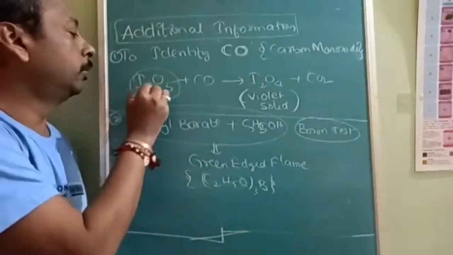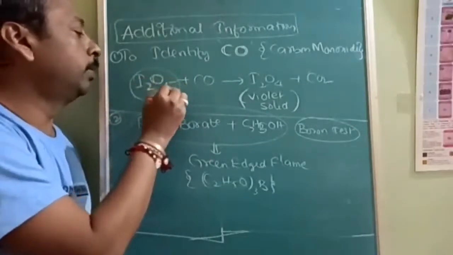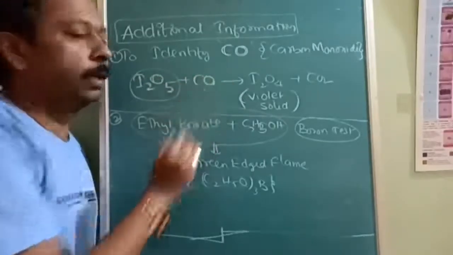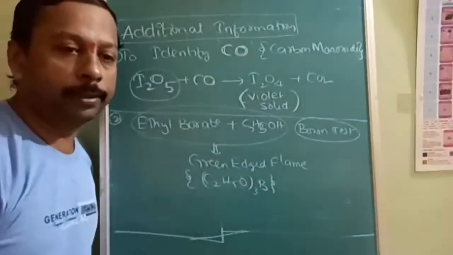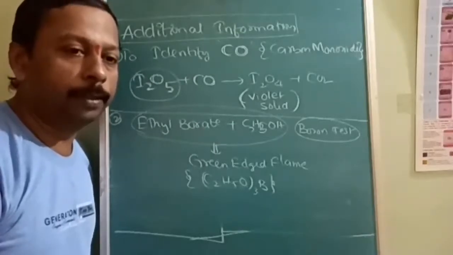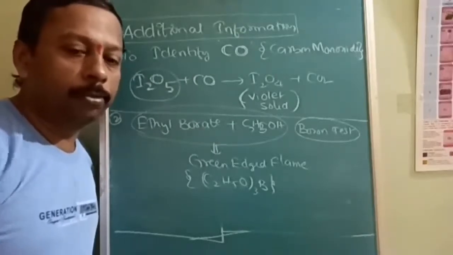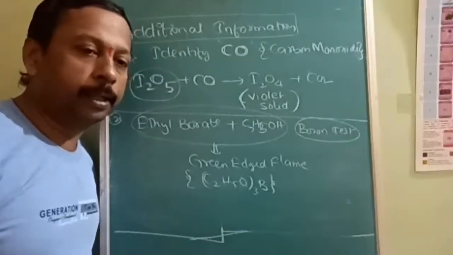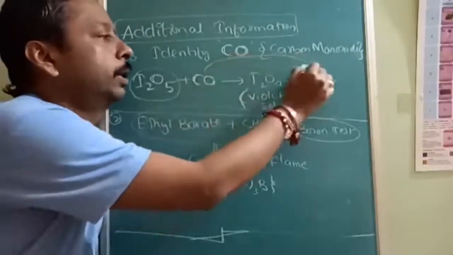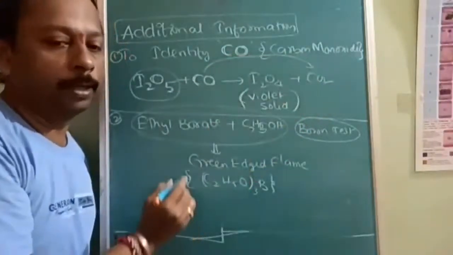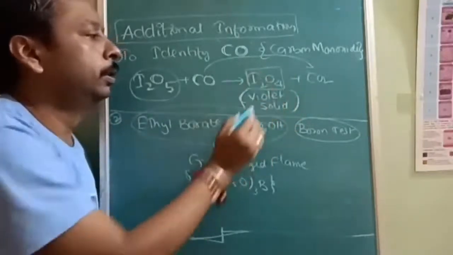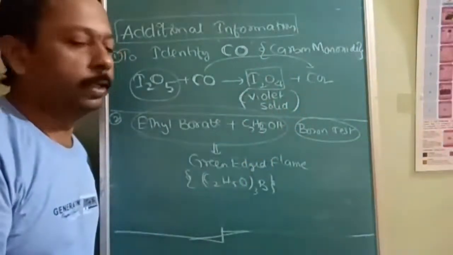As you are aware, carbon monoxide is a reducing agent. This is the famous reducing agent in the extraction of iron in the blast furnace. We add carbon there, but it is converted into carbon monoxide, which then acts as a reducing agent. This carbon monoxide will oxidize to carbon dioxide, but reduces I2O5 to I2O4. I2O4 is a violet color solid.